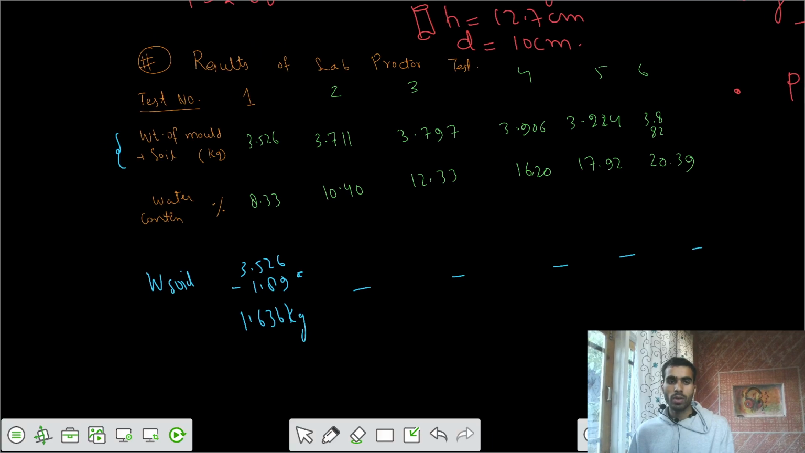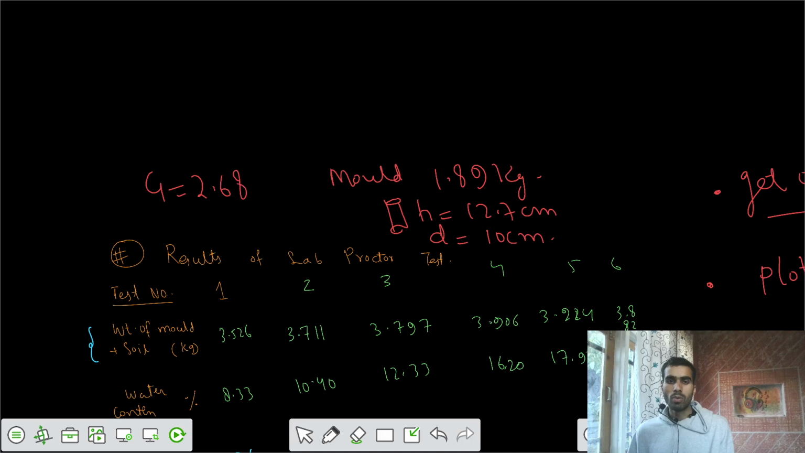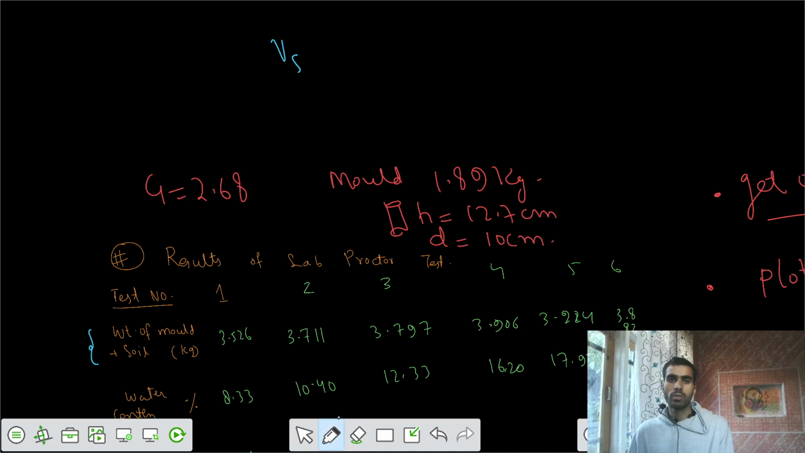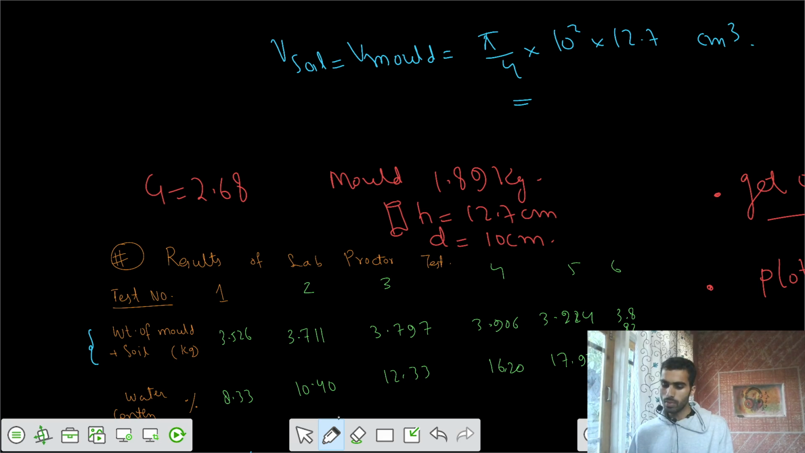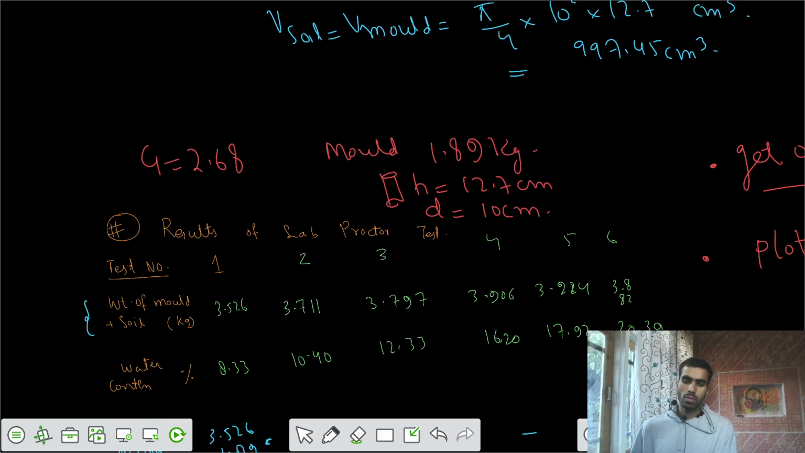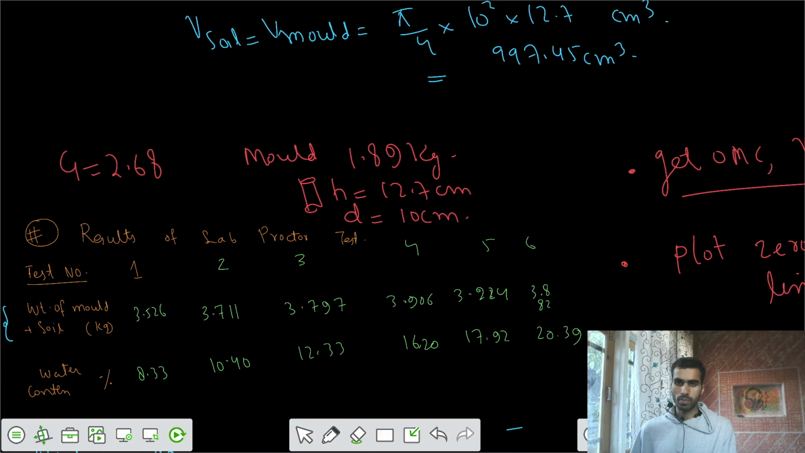So once we got the weight of soil, now we need to say what is the volume of the mold. That volume of the mold is going to remain fixed, and that value we can solve separately. That is pi by 4 d square into h, in terms of centimeter cube. Volume of mold is 997.45 centimeter cube. Okay, that we also got.